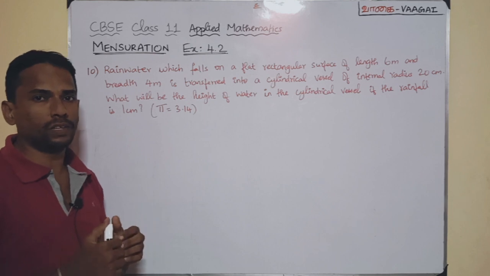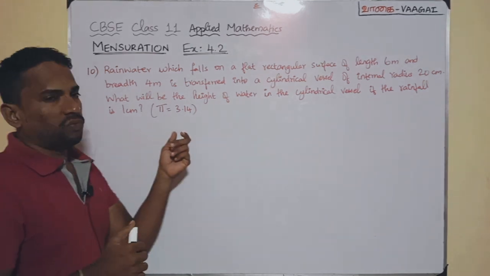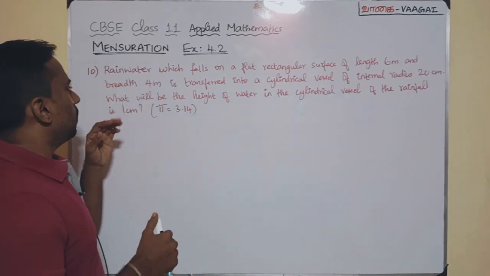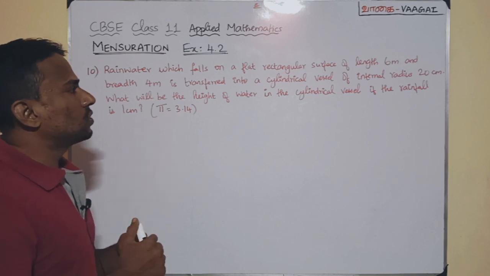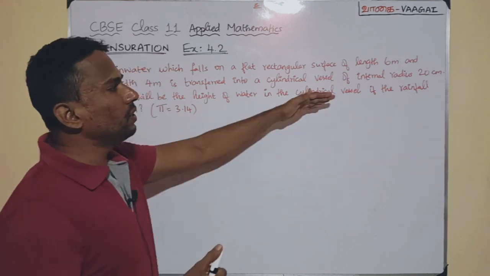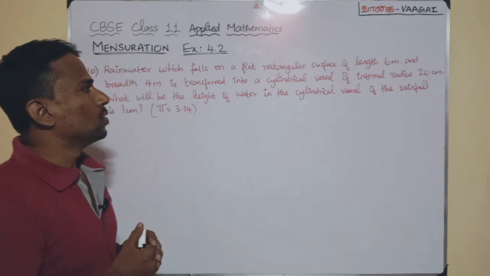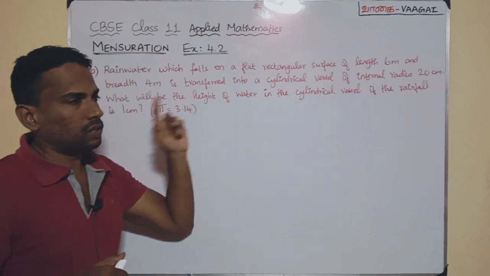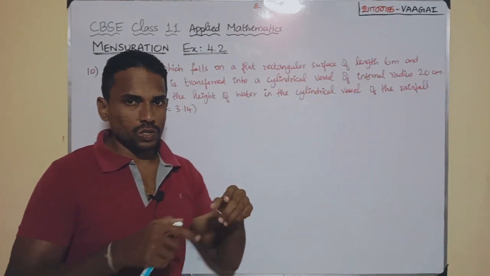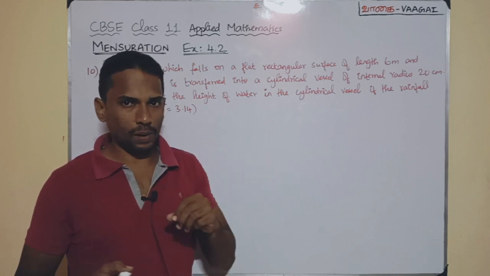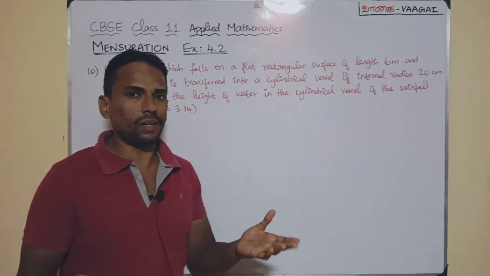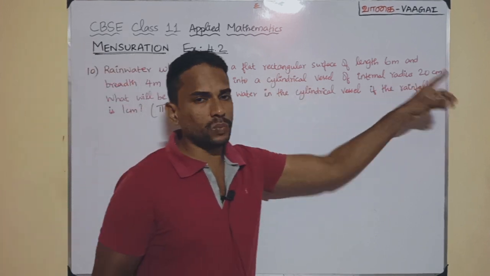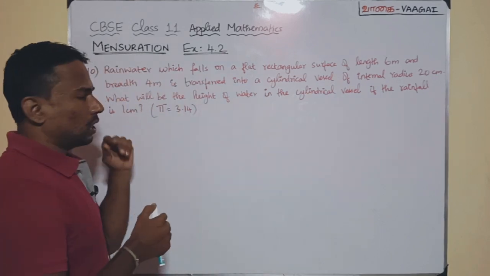Next we have question number 10. Rainwater which falls on a flat rectangular surface of length 6 meter and breadth 4 meter is transferred into a cylindrical vessel of internal radius 20 centimeter. So there is a flat rectangular surface whose length and breadth are given, 6 meter by 4 meter. In that surface there is rainfall happening, and whatever water is collected there has been transferred to a cylindrical vessel whose internal radius is 20 centimeter. Okay, now let's continue this question.